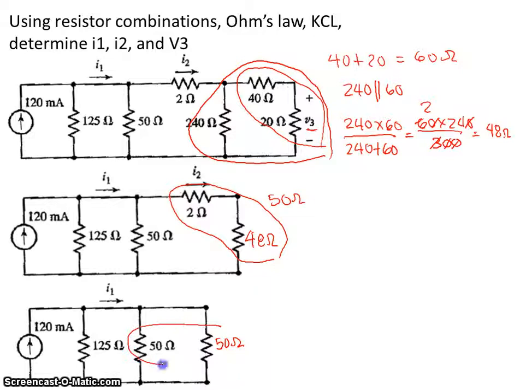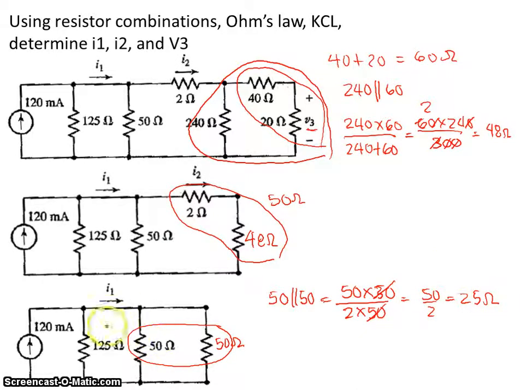So I can combine these two into one, and that is 50 in parallel with 50. This is equivalent to 50 times 50 divided by 2 times 50. We can cancel these two, and this will be equal to 50 divided by 2. That's a 25 ohm resistance. So every time we have two equal resistances, the result is equal to half of one of the resistors.